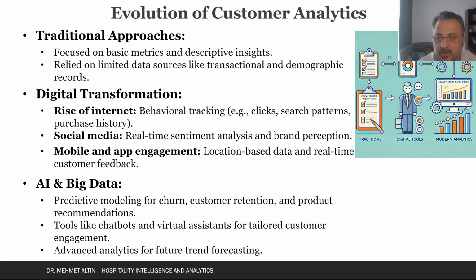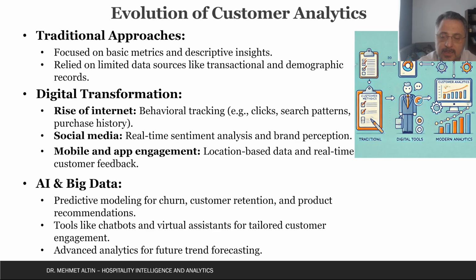With the rise of the internet, businesses could track customers' behaviors in real time. For instance, data on clicks, searches, and purchase history gave us a deeper understanding of customer preferences. Social media further enhanced this transformation. Platforms like Facebook and Instagram allowed businesses to monitor customer sentiment and brand perception dynamically.